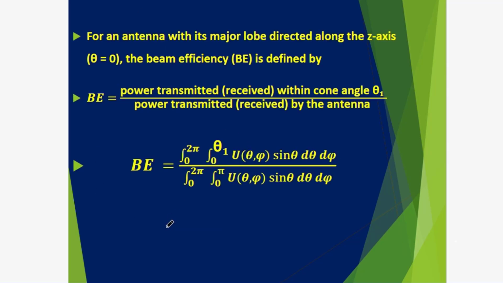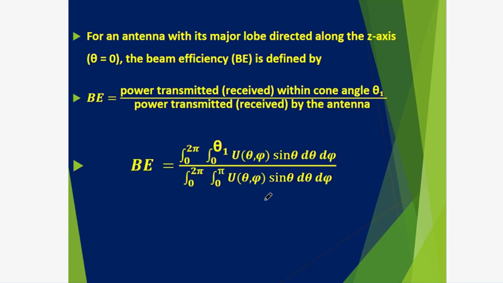Coming to the formula, suppose for an antenna the major lobe is concentrated along the z-axis, meaning the theta equal to 0 direction. The beam efficiency is the power transmitted or received within the cone angle θ1 divided by the power transmitted or received by the antenna. The denominator is the total power and the numerator is only the power within the cone angle θ1.